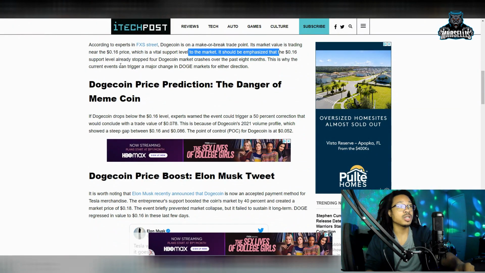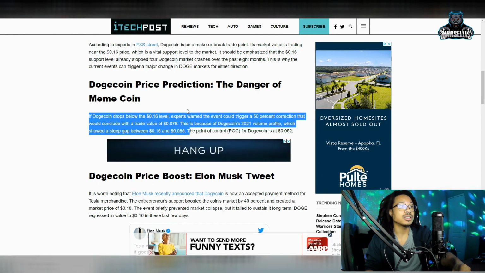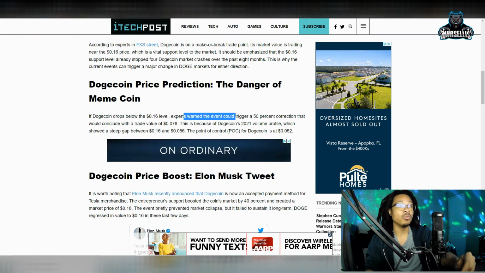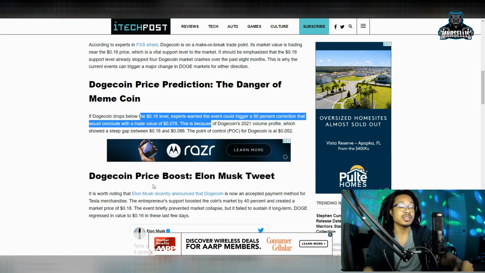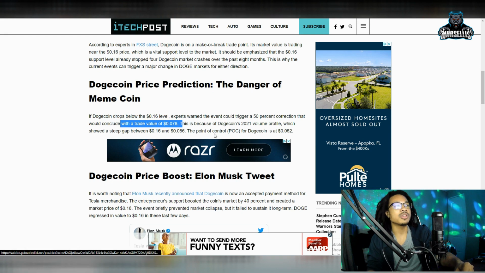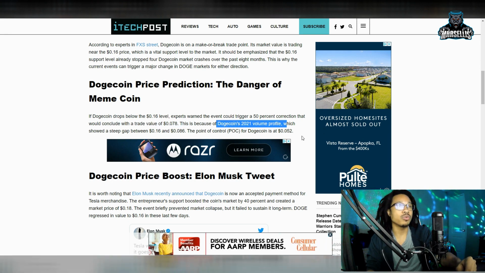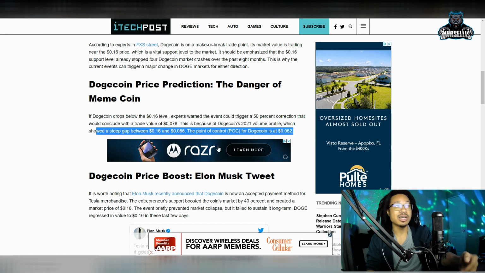So, Dogecoin price prediction, the danger of Dogecoin. They're saying if Dogecoin drops below 16 cents, experts warned that the event could trigger a 50% correction. Now, 50% of 16 is 8 cents. So possibly we could drop down to 8 cents if that happens. This is because of Dogecoin's 2021 volume profile, which showed a steep gap between 16 cents and 8 cents. The point of control for Dogecoin is 5 cents, they're saying.